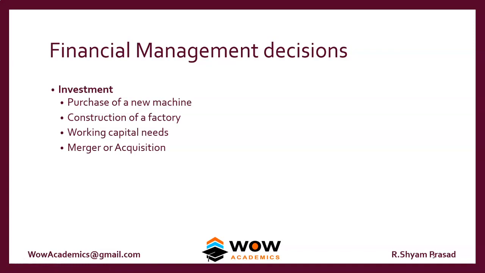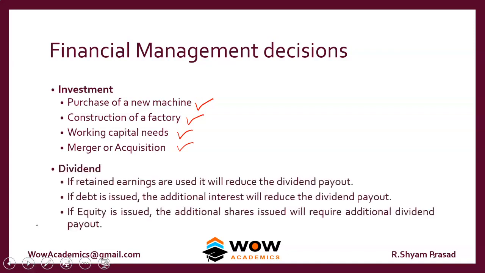Under investment, we consider all the capital investments, such as the purchase of machinery, the construction of a factory, the working capital needs of a company, and any merger or acquisition of another company. These are the things which come under the investment decision of financial management. The next one is the dividend decision.